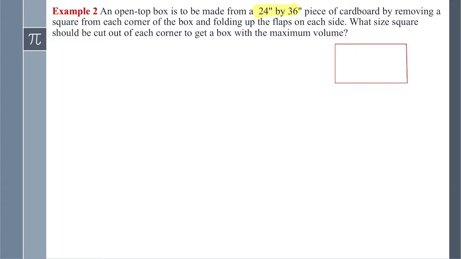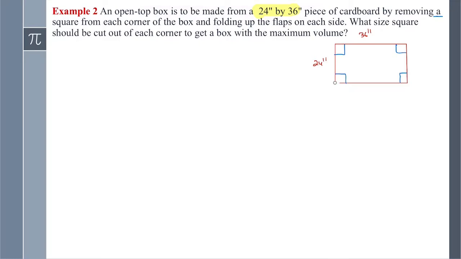So what we have is a 36-inch by 24-inch sheet. Now what we are doing here is making a box by removing a square from each corner. So we are going to cut each corner, removing this corner by cutting that small square. When we do that, this is how it's going to look. Okay, so we are going to cut that.